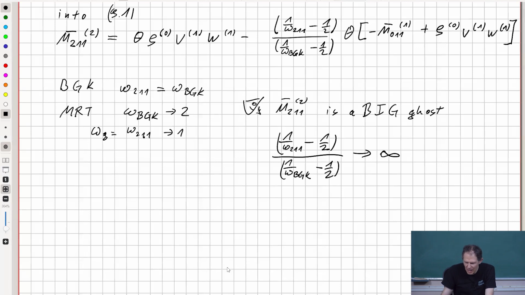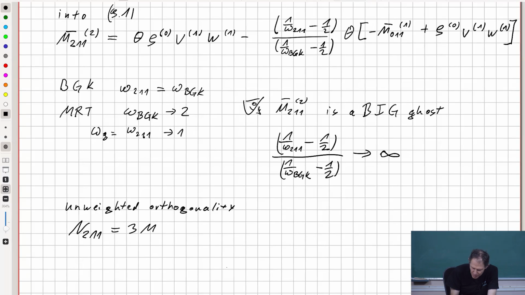So now let us see whether this is the kind of problem we can solve with orthogonality. Let's start with our unweighted orthogonality, and let's define this moment Mn11 is equal to 3M211 minus 2M011.